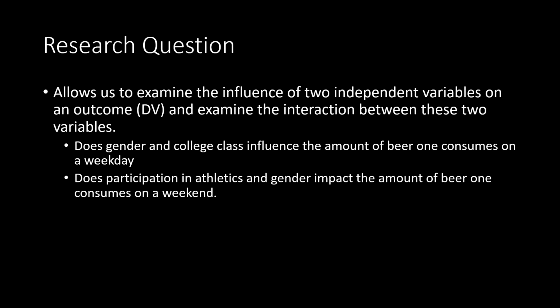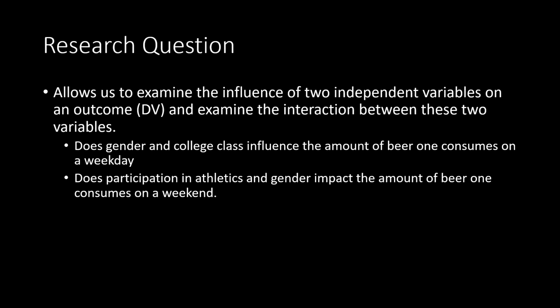The influence of these two independent variables will each be referred to as a main effect of those independent variables. A two-way between subjects ANOVA will also allow us to examine the interaction of both of these independent variables at the same time on the outcome variable. This will be referred to as the effect of the interaction, or the interaction term.